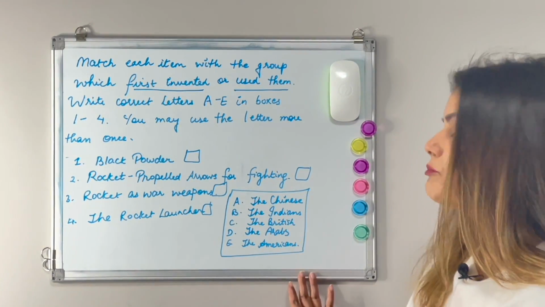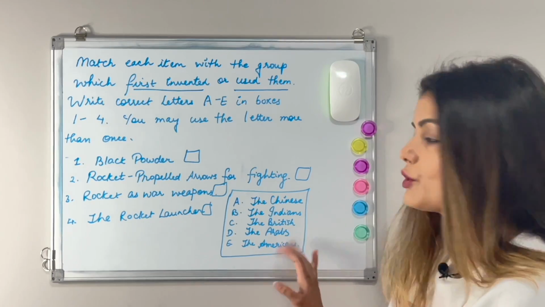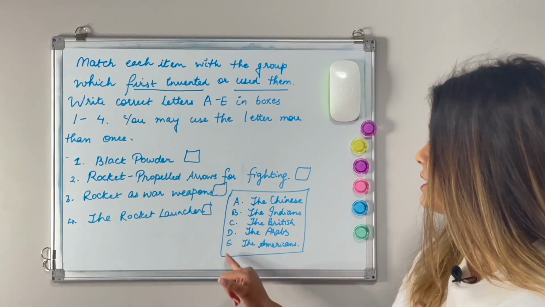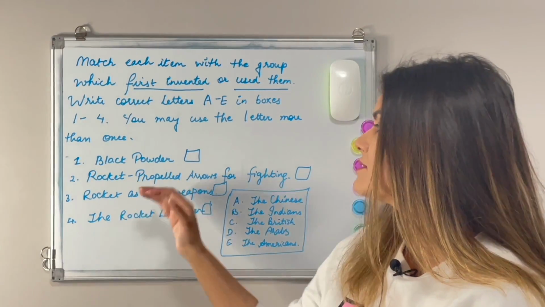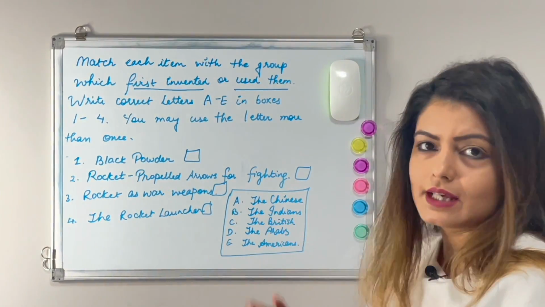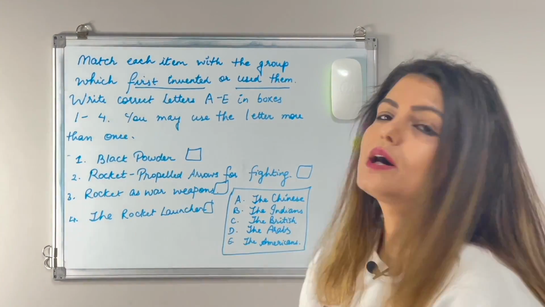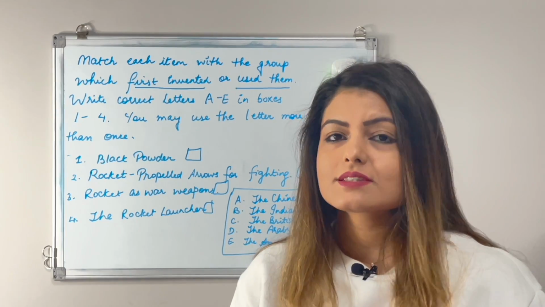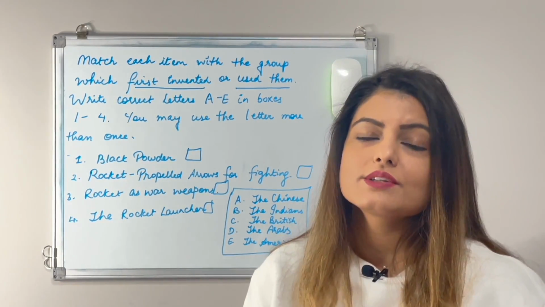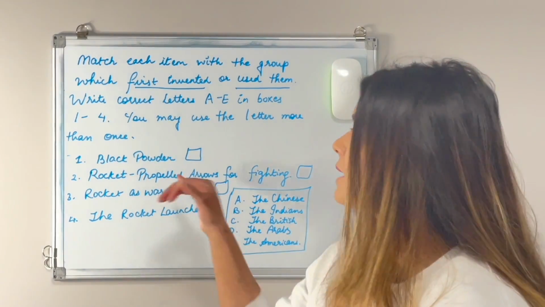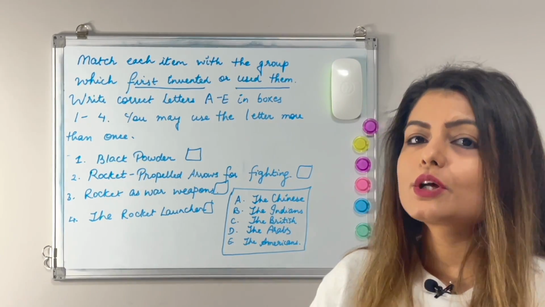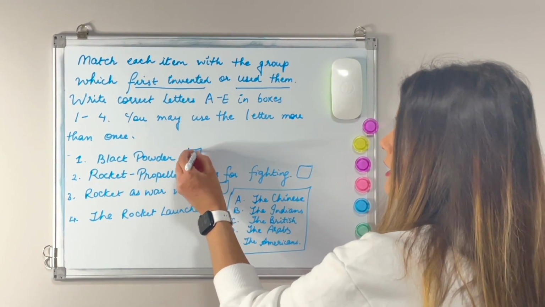So the options have been given to us: first invented or used, which are A, the Chinese, B, the Indians, C, the British, D, the Arabs, E, the Americans. We have to match these inventions with the people who first used or invented them. Let's look at the first option, which is black powder. So now if you go through the text again, in the first two lines, they have talked about how most historians credit the discovery of black powder to the Chinese. So in this case, the Chinese would be the correct answer, which is A.